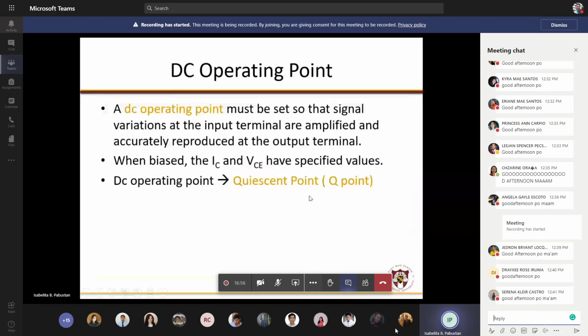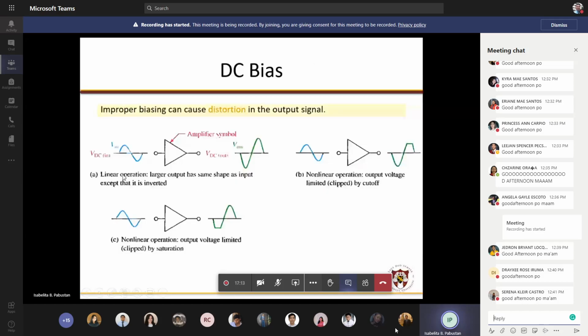Okay? So for today, we will be looking at the Q point of different transistor circuits, na yung mga 6 na yon, ano. So we will have 2 today, okay? So this one, it says here, improper biasing can cause distortion in the output signal, ano. You have distortion on letter B and letter C.